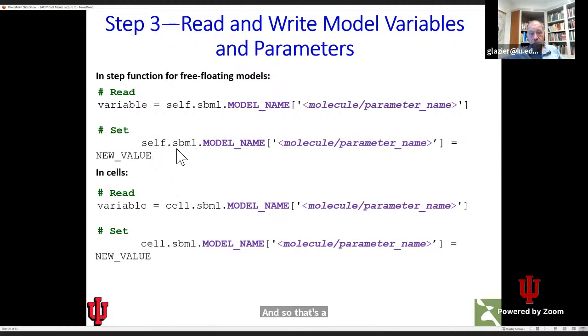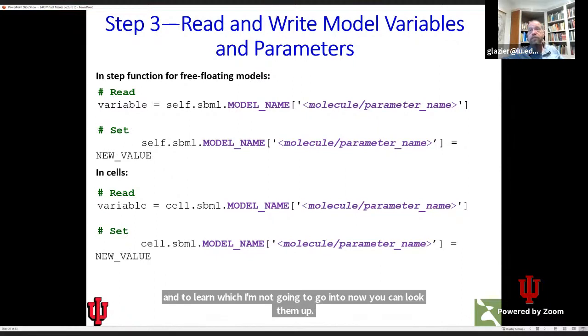There are a variety of ways of setting the integrators and the other things that you can do in antimony and tellurium, which I'm not going to go into now. You can look them up, but you can set all of the integrator options.